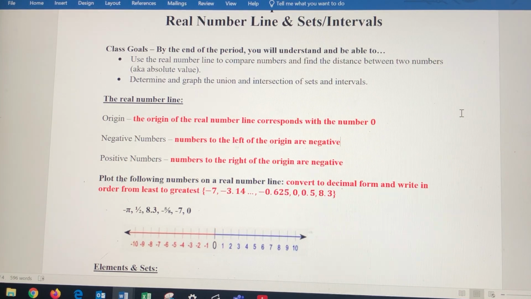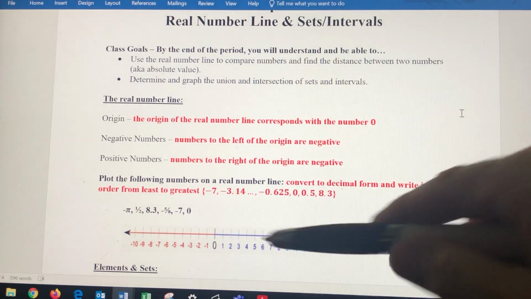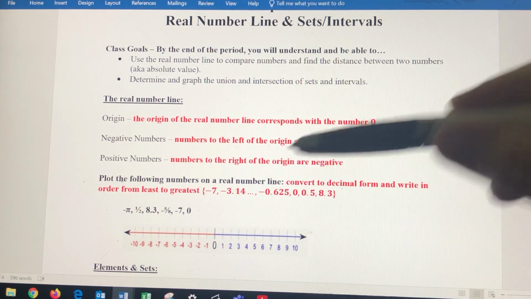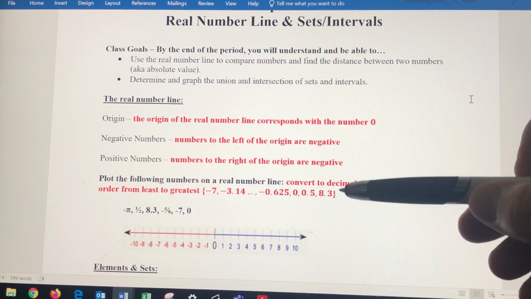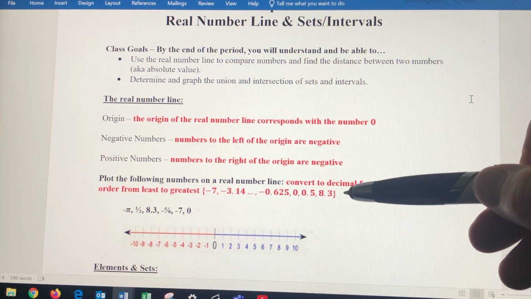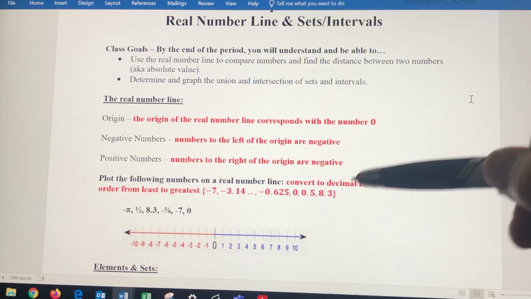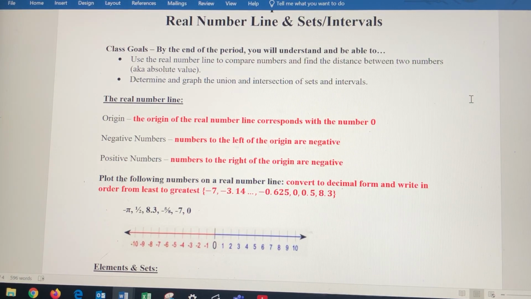So that's how you use the real number line. The origin stands for 0, negative numbers to the left, positive numbers to the right. And if you want to plot points on the number line from least to greatest, it's best to have them all in the same form. And decimal form is obviously the easiest form to put those in. So that's the real number line.